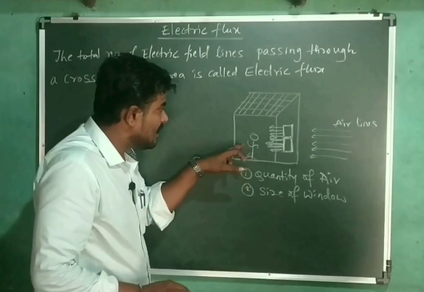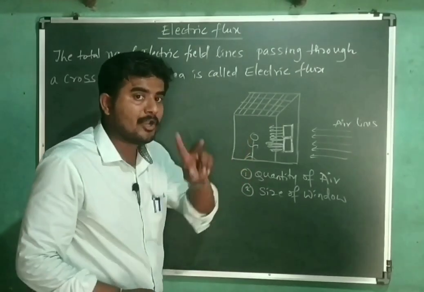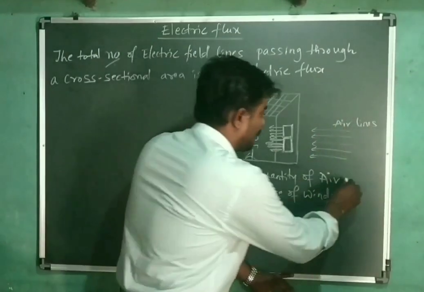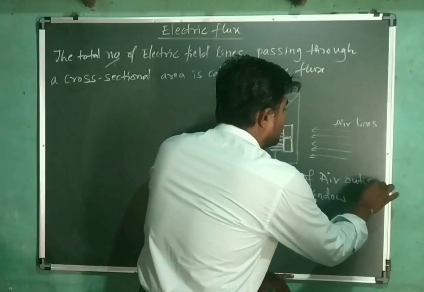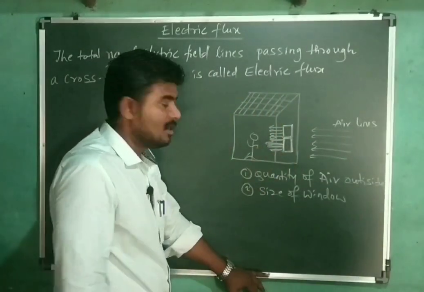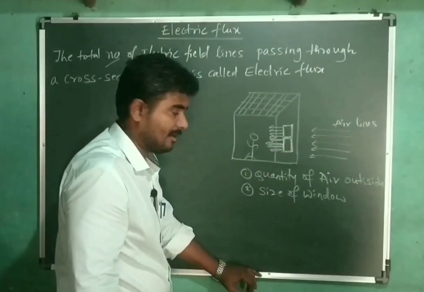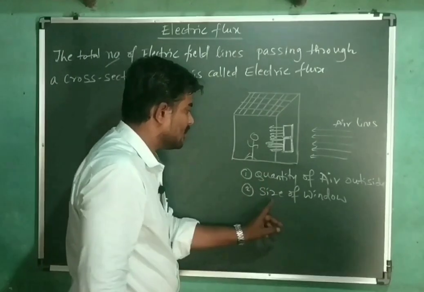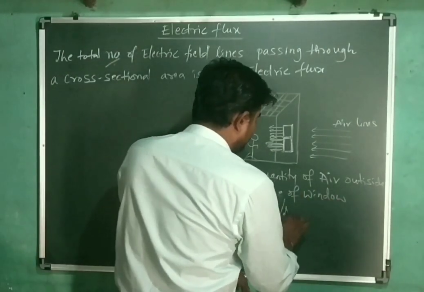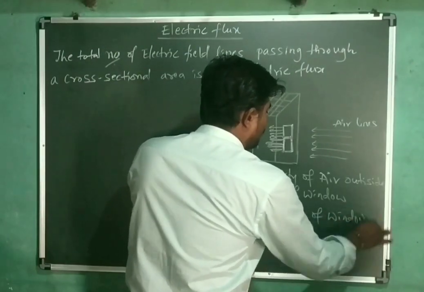It means the amount of air you experience by sitting inside the room, it is depending on two factors. One factor is quantity of air outside. If more air is there outside, then only air can enter into the room. Otherwise, if less air is there, then you experience less air inside. And it is also depending on size of the window, or area of the window.